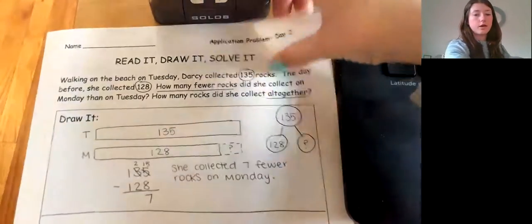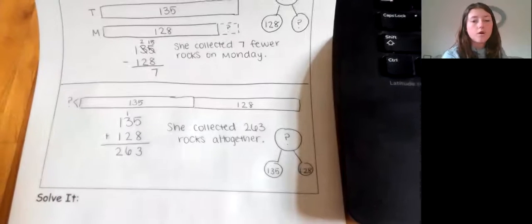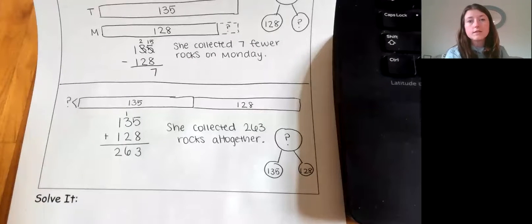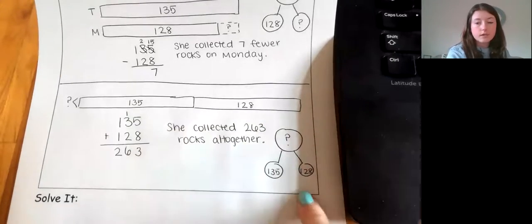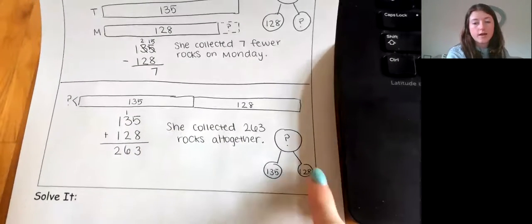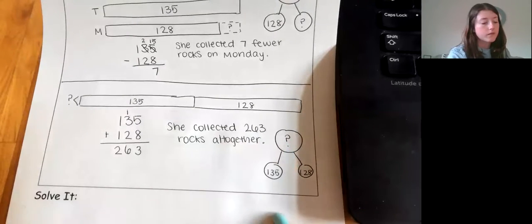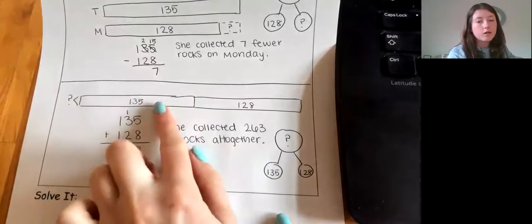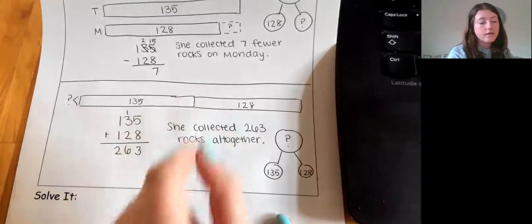Now for the second part, it was asking us how many rocks she collected all together. So remember when we say all together, we know that we're going to put our two parts together. So I did a number bond to show 135 and 128. I'm solving for my whole amount. And then I also did my tape diagram. Remember when you're solving for the whole, you put both of the tape diagrams together.